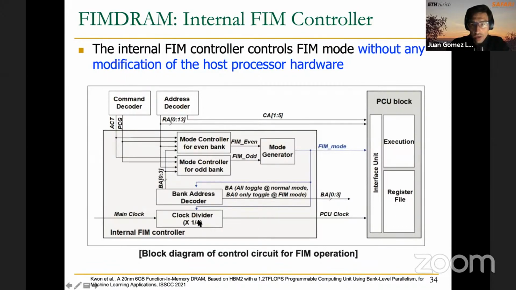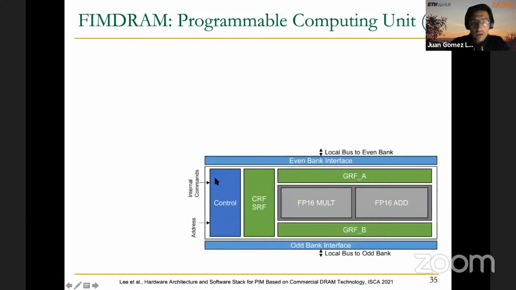And there is also a clock divider that is dividing by 4 the main clock of the HBM stack in order to send this PCU clock to the interface unit and the PCU block. And here you can see also that when we are operating in FIM mode, we access either the even bank or the odd bank. Remember that each PCU block is connected to 2 banks, for example, bank 0 and bank 1. So bank 0 would be the even bank, bank 1 would be the odd bank.